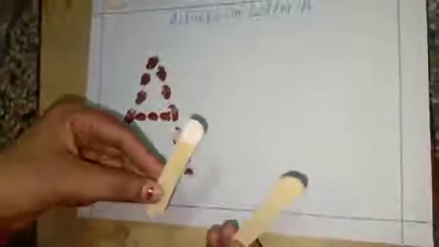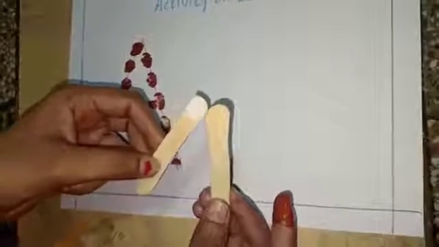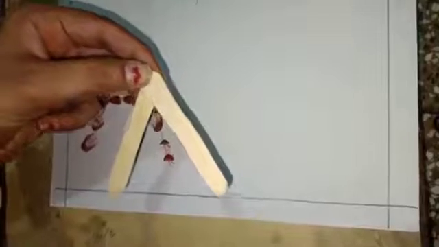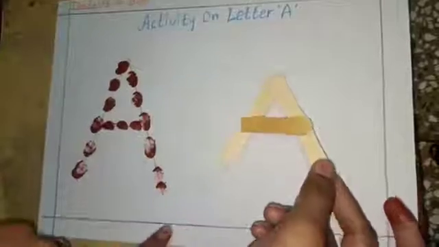The second activity that we can do is with ice cream sticks, or if ice cream sticks are not available, then you can use cardboard or any hard paper so that we can draw the letter A with it. So join it here, press it, take one more small stick and join it here. Help the students to do it at home and they will also enjoy it.